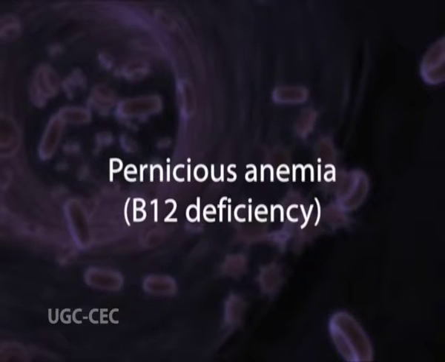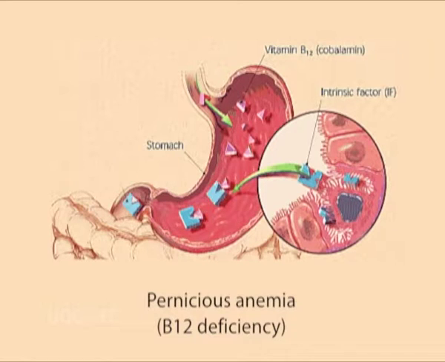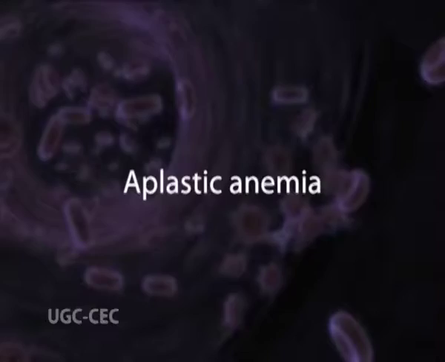Pernicious anemia or B12 deficiency. It is a condition that prevents the body from absorbing enough B12 in the diet. This can be caused by weakened stomach lining or an autoimmune condition. High doses of vitamin B12 prevent long-term problems.